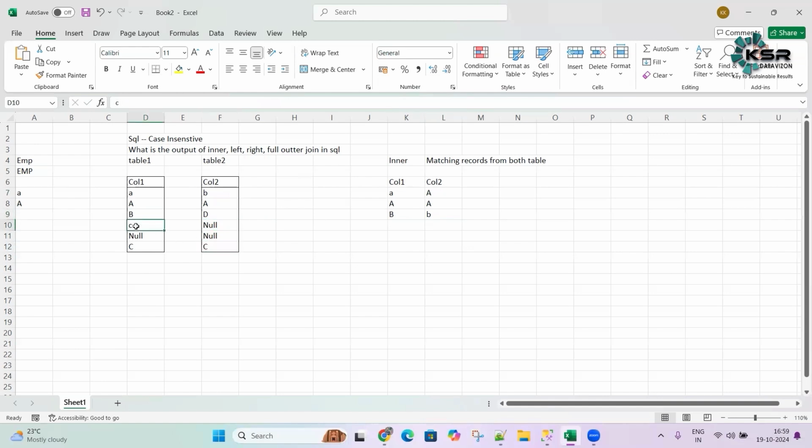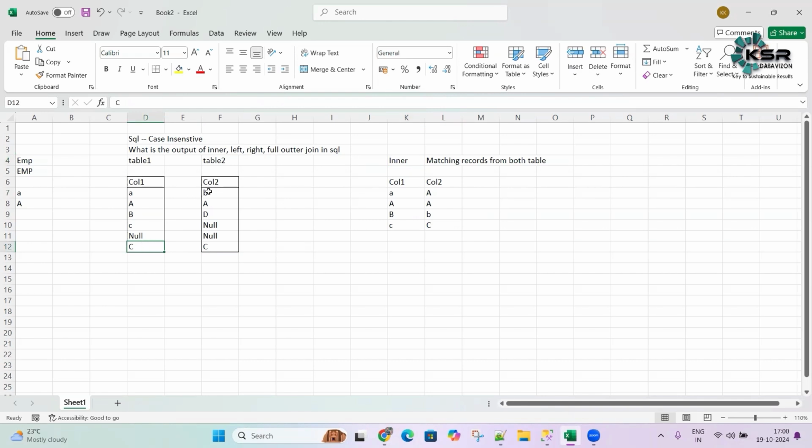Now let's consider C. C matches with B? No. C matches with A? No. C matches with D? No. C matches with null? No. C matches with null again? No. And C matches with C. So it's a small 'c' in this case, and a capital 'C' in the other. Now null. In an inner join, since there is no matching, we can't match null with anything. We never consider nulls in the inner join. So we just leave it as a null and go to the next record.